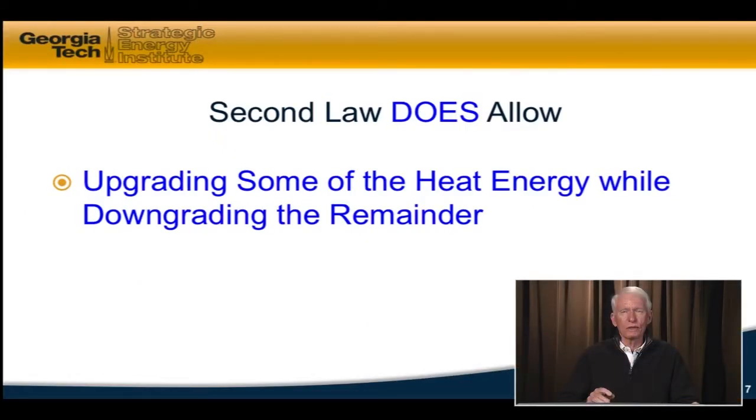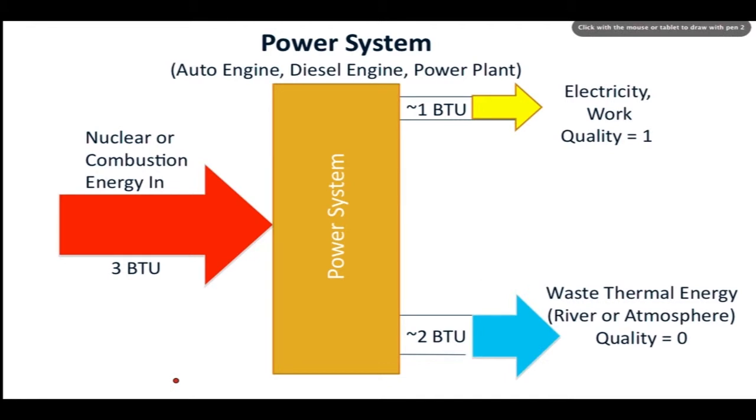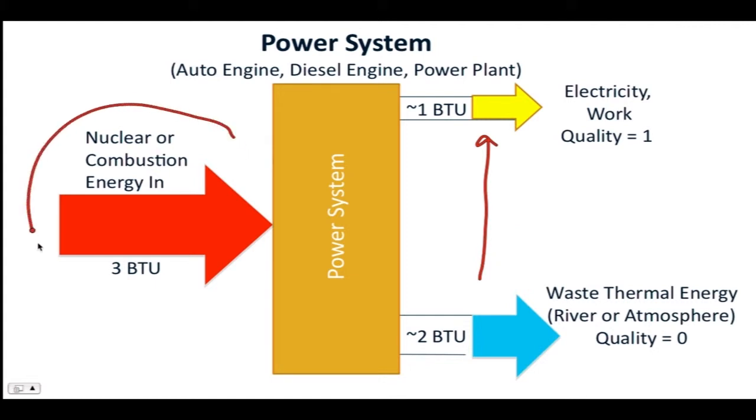So you say, well, how do we get thermal energy converted to electricity? Well, what the second law does allow is upgrading of some of the thermal or heat energy while downgrading the remainder, which is exactly what a power plant does. So here again, a similar diagram where the higher quality is on the vertical scale, and we have combustion energy or nuclear, the reaction from uranium that produces thermal energy, and we put it into a power plant. I've taken an example here of 3 units of energy, or 3 BTUs, 3 kilojoules, take whatever unit you want. I've taken BTUs here. Could be million BTUs.